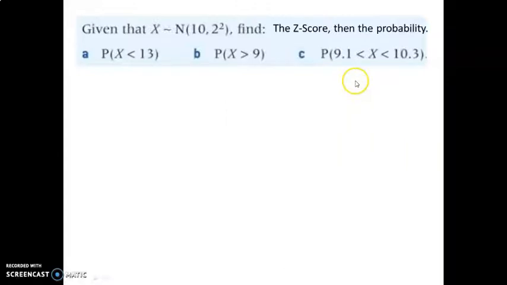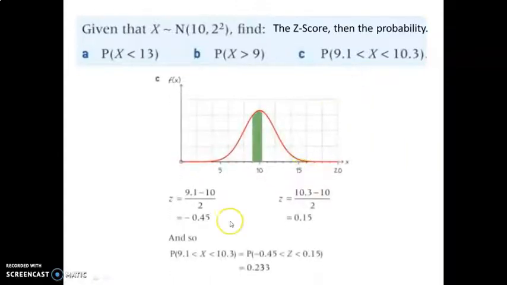Now try C. Here we have two z-scores, the lower one and the upper one, and of course you could have punched that in your calculator to solve, but we're practicing z-scores as well. Using these z-scores, you have this probability. It works out to this, which is the same if you use the original values.